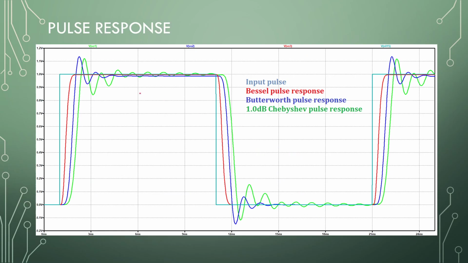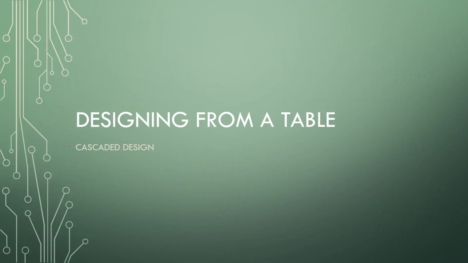Right. Pulse response. So if we insert a pulse into each one of these filters, we can see the time delay. Bessel having the least, Butterworth in the middle, Chebyshev having the longest. No ripple for the Bessel, minimum ripple for the Butterworth, and large distortions for the Chebyshev. Right. So those are the three main filter approximations, and we can design them from tables.